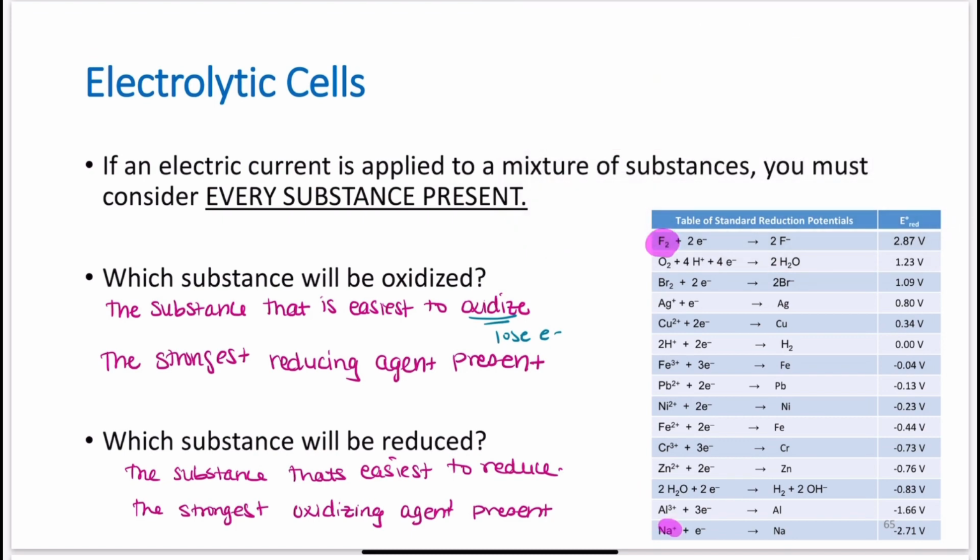F2, or if these are written as reduction potentials, so being oxidized would go the opposite direction, I apologize, F minus or Na. Who's more willing to lose an electron? Well, sodium, right? Sodium's much more willing to lose an electron than fluorine. Fluorine gained it. It's not giving it up if it doesn't have to. So on this table, that would be my sodium. It's going to be easiest to oxidize. It is the strongest reducing agent.